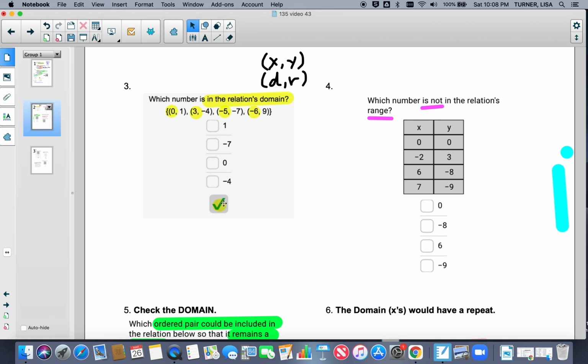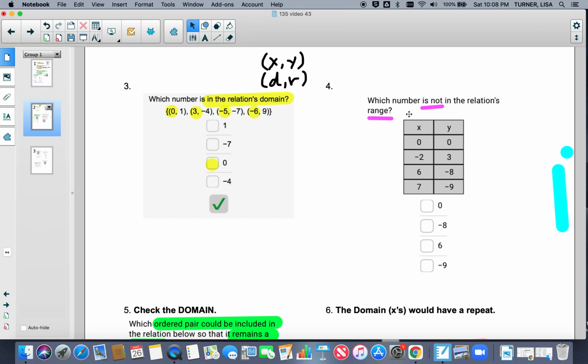And so I start looking, and is the number 1 in those highlighted x values or domain? Nope. Is the -7? Nope. Oh, they're listed up there in the y's. 0, oh, there it is. 0 is in the domain, and so that's my answer.